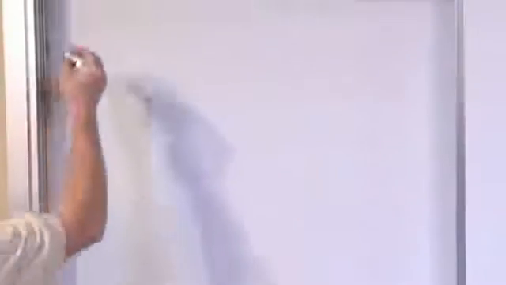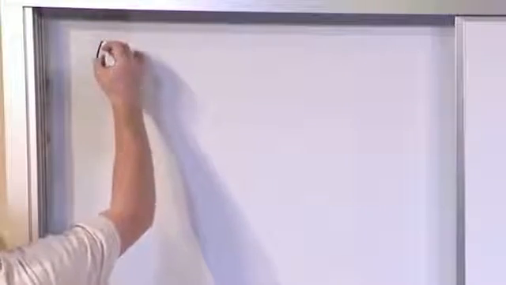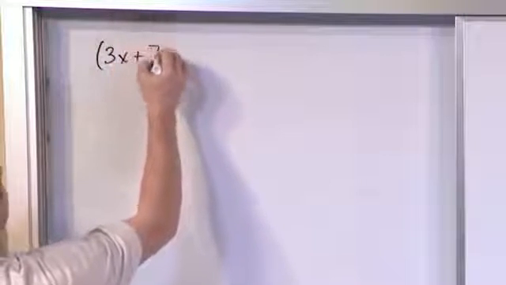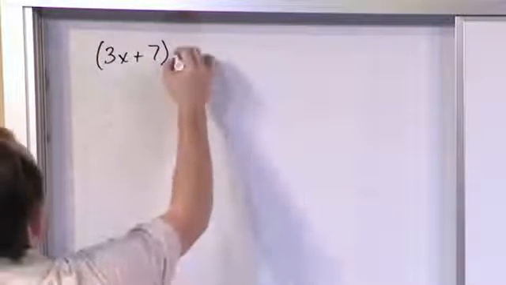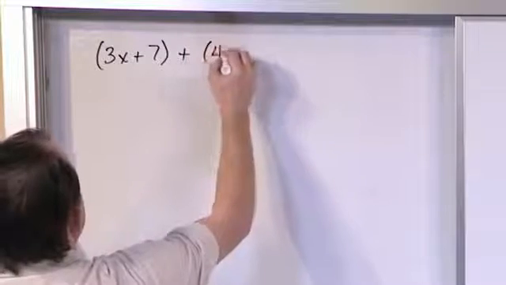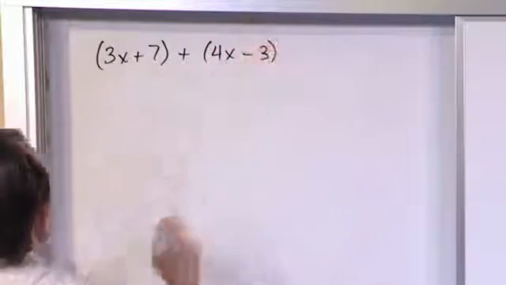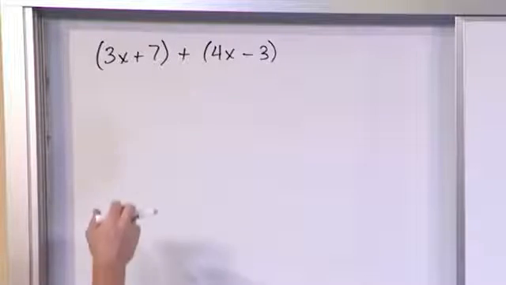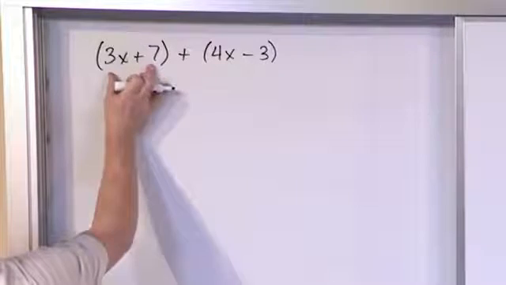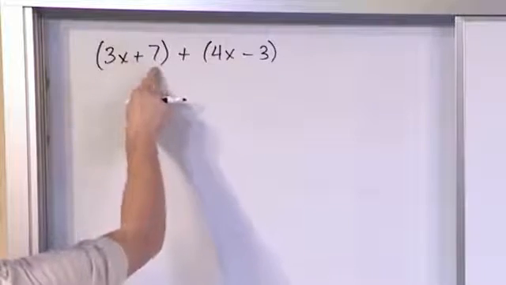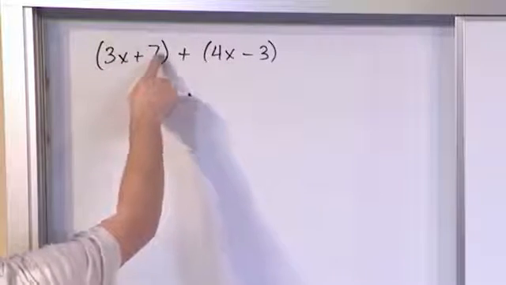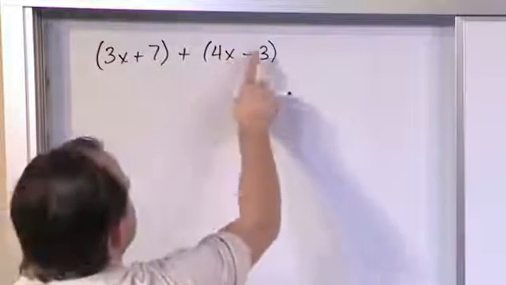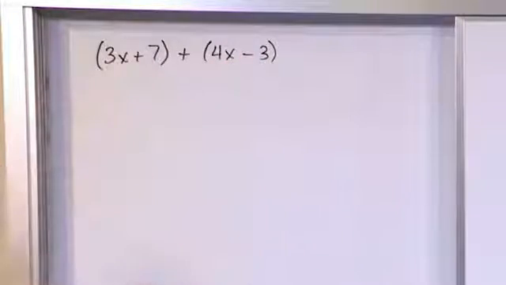All right, let's say we have something like 3x plus 7 wrapped up in parentheses like this, plus 4x minus 3. And we're trying to see how we can simplify, how we can add these together. At first, you're looking at this and saying, well, can I add anything inside of here? I can't really add these. These are different because I have an x here, but I don't have an x there. I have an x here and I don't have an x there, so I can't really do anything inside the parentheses.